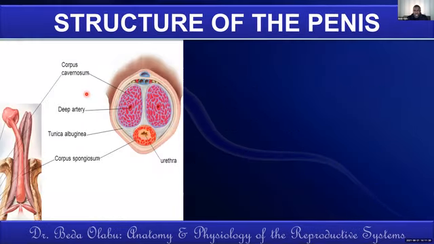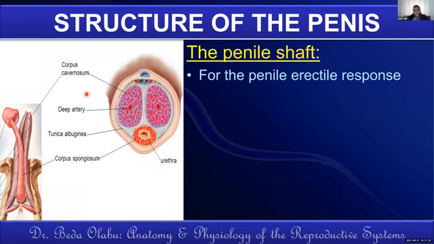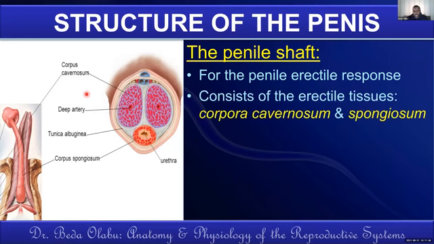Then we talk about the shaft of the penis. The penile shaft is primarily for mediating the erectile physiology. For that reason, it contains erectile tissues which are able to expand and become firm, and at some point be very flaccid. Basically, those are the erectile tissues. We have 2 types of erectile tissues.